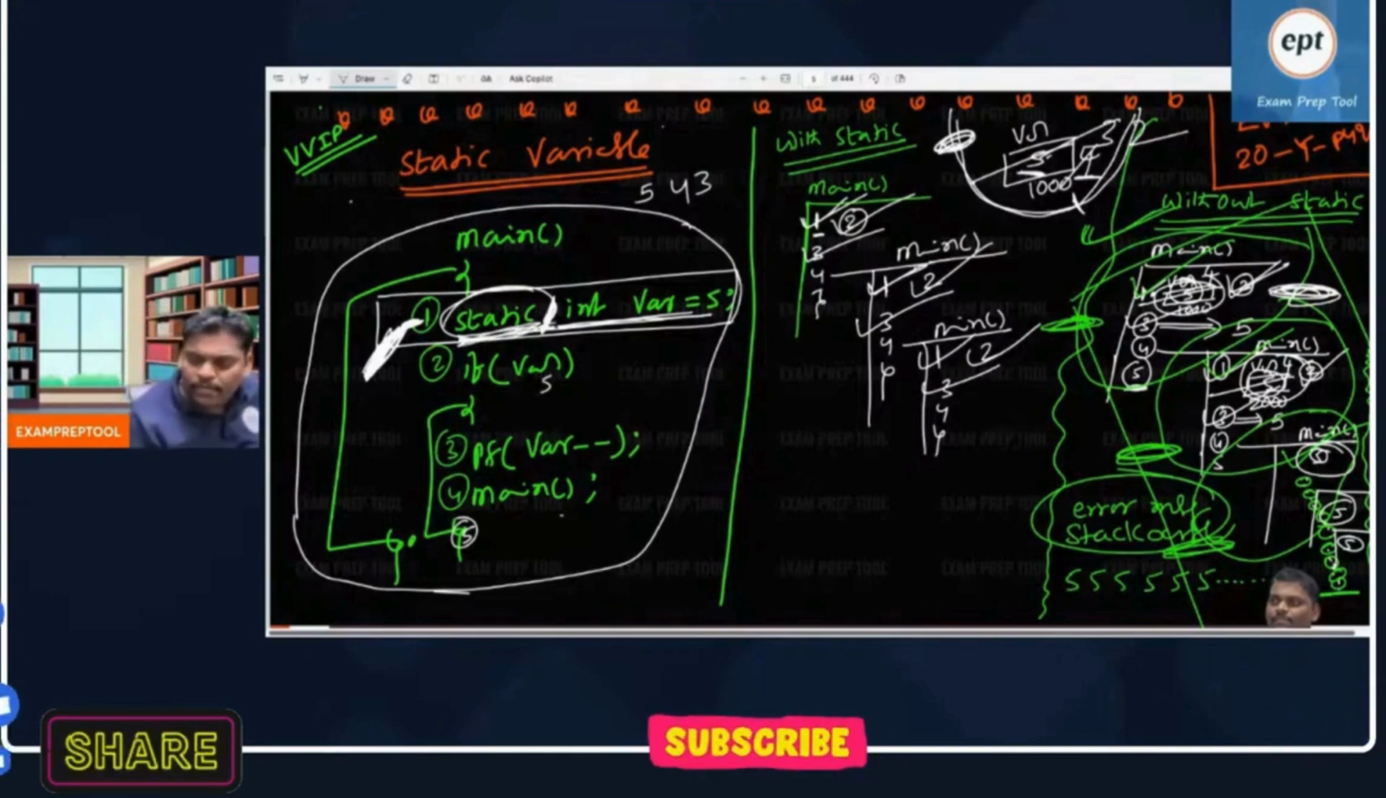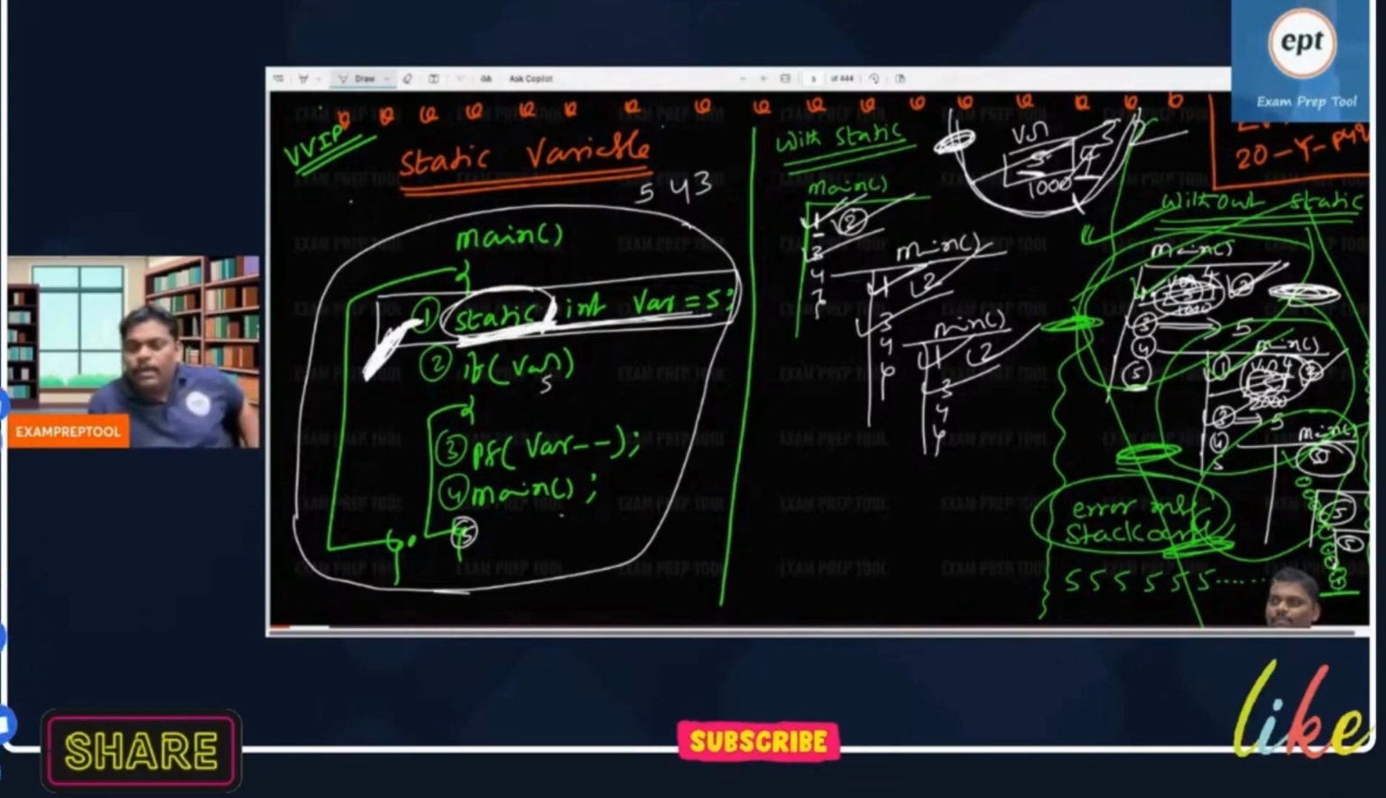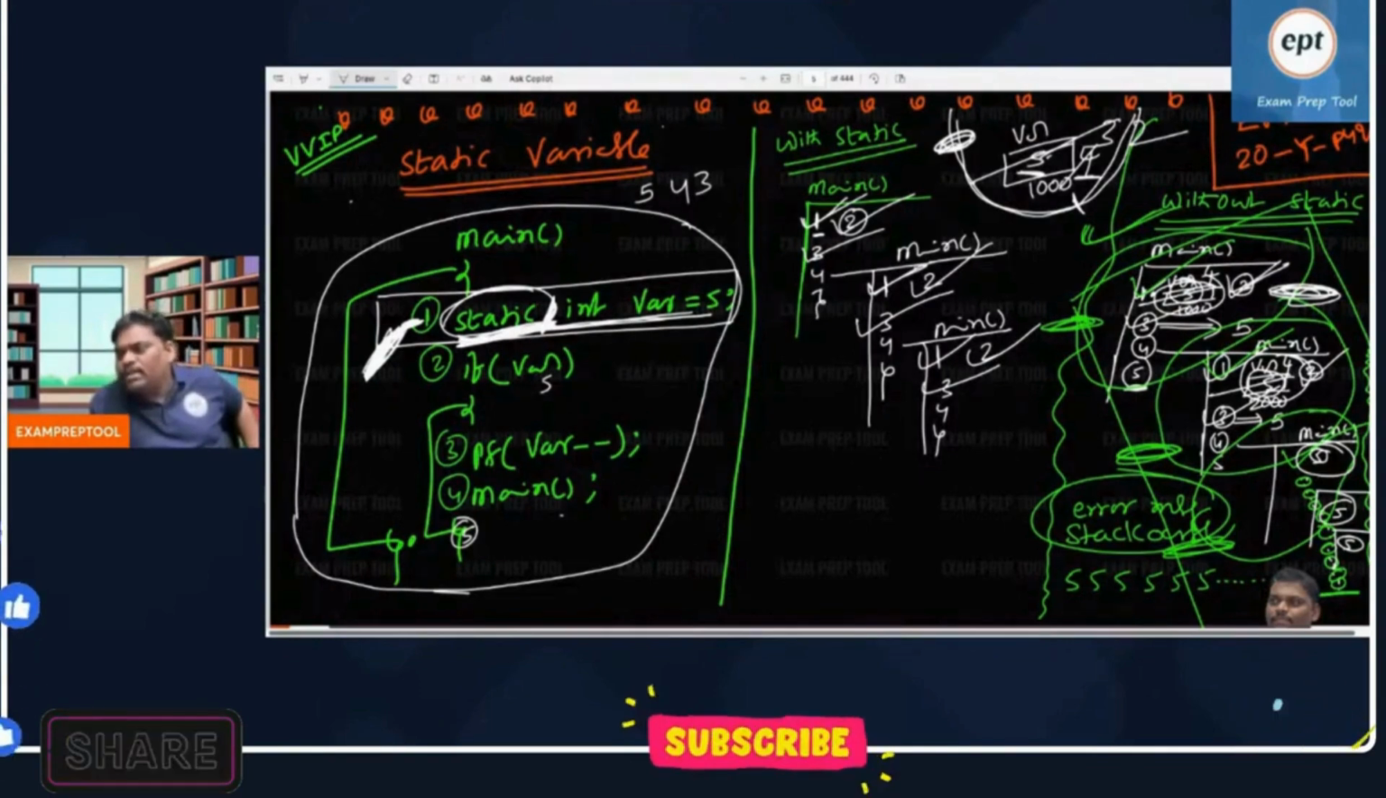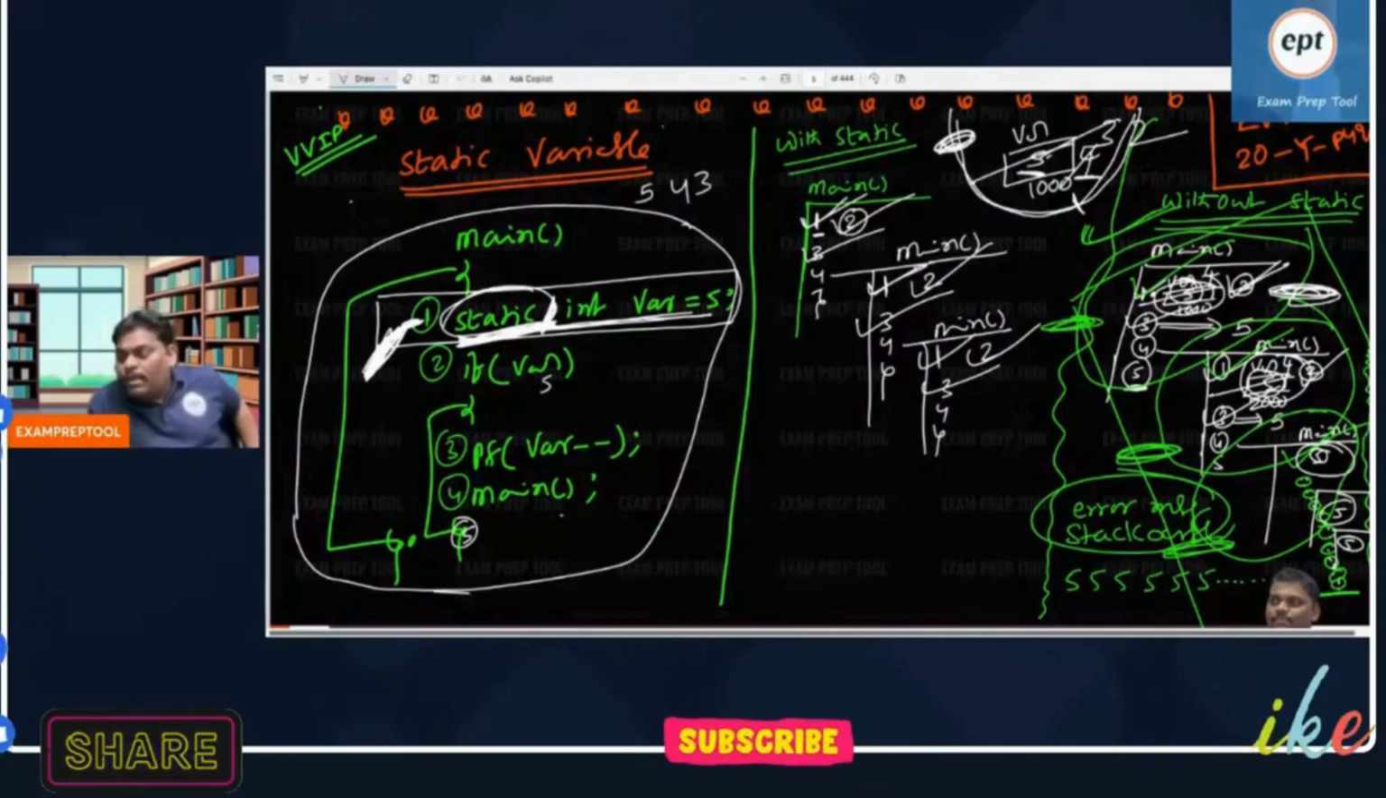Then use the keyword static. If you use static with a local variable, you can store it in the static area. See, that's what I'm saying. Programmer will decide who will go where. By default, everyone has some place. But depending upon how you write the program, you can access whatever memory location you want.